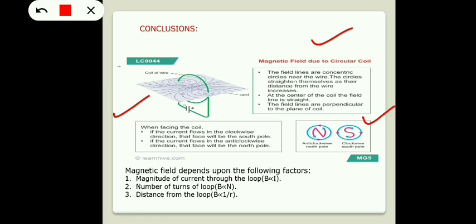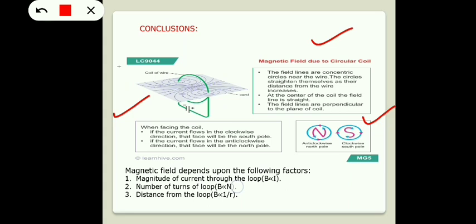Now here also we can consider the same factors, because as we discussed in the previous session, the magnetic field due to a straight conductor depends upon some factors. Do you remember the factors upon which the magnetic field around a straight conductor depends? Yes, one was current. Magnetic field was directly proportional to the current flowing through the conductor, and the second one was distance from the conductor. Magnetic field is inversely proportional to the distance from the conductor. Here also the magnetic field depends upon the same factors along with one more factor.